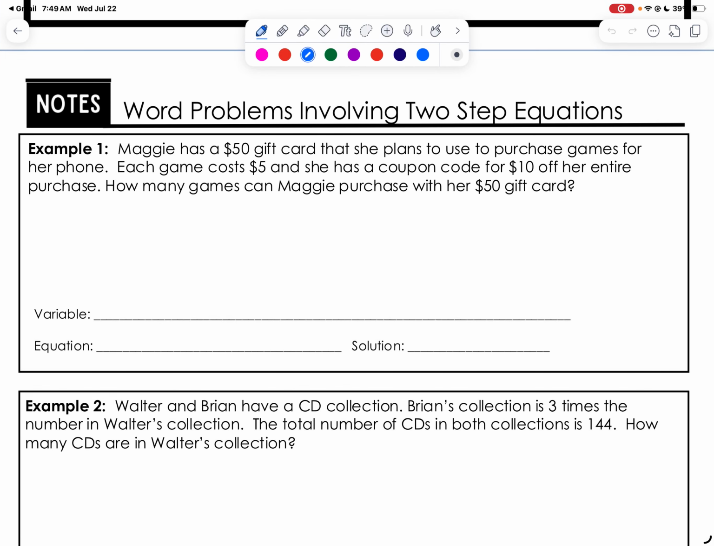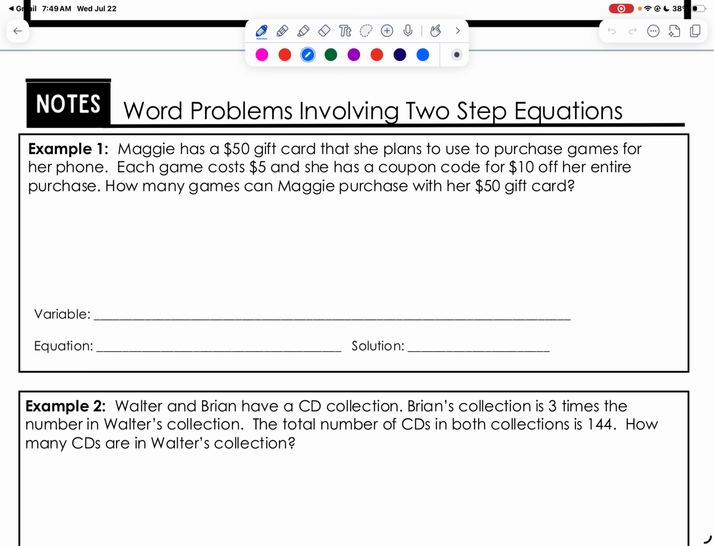In today's lesson, we will be solving word problems involving two-step equations. Let's look at example 1. Maggie has a $50 gift card that she plans to use to purchase games for her phone. Each game costs $5, and she has a coupon code for $10 off her entire purchase. How many games can Maggie purchase with her $50 gift card?